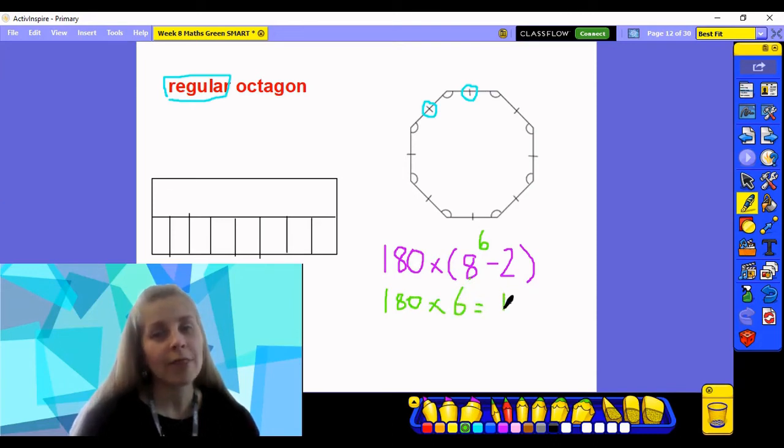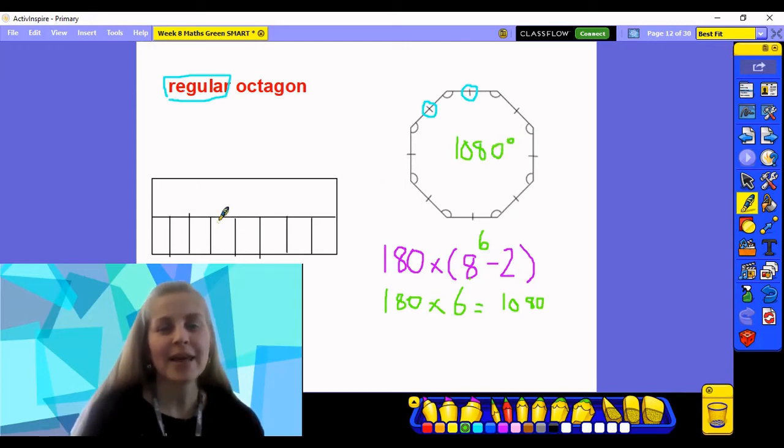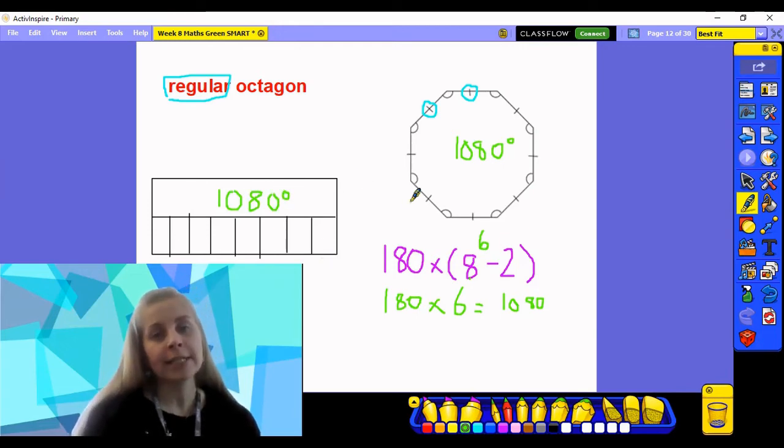And that will give us 1080, which is the interior angles of an octagon added all together. 1080 degrees. I've made a mistake there. So the whole interior angles of an octagon are 1080 degrees. And then if we wanted to find out on this regular octagon what each of these angles would be, we would need to divide that by the number of sides.